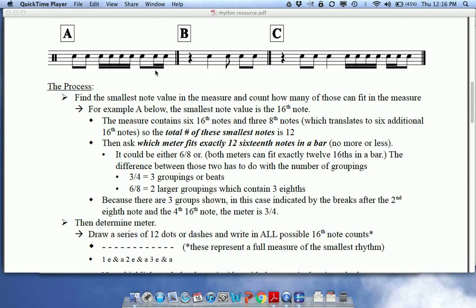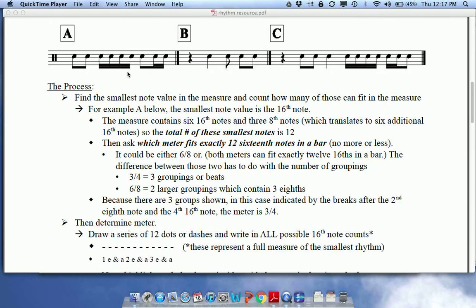So, smallest note value in this one. I'm not going to say it out loud yet because I'm going to give you a chance to guess. What's the smallest note value here? Say it out loud to force yourself to come up with a specific answer. It is a 16th note, right? These are 4 16th notes linked together.